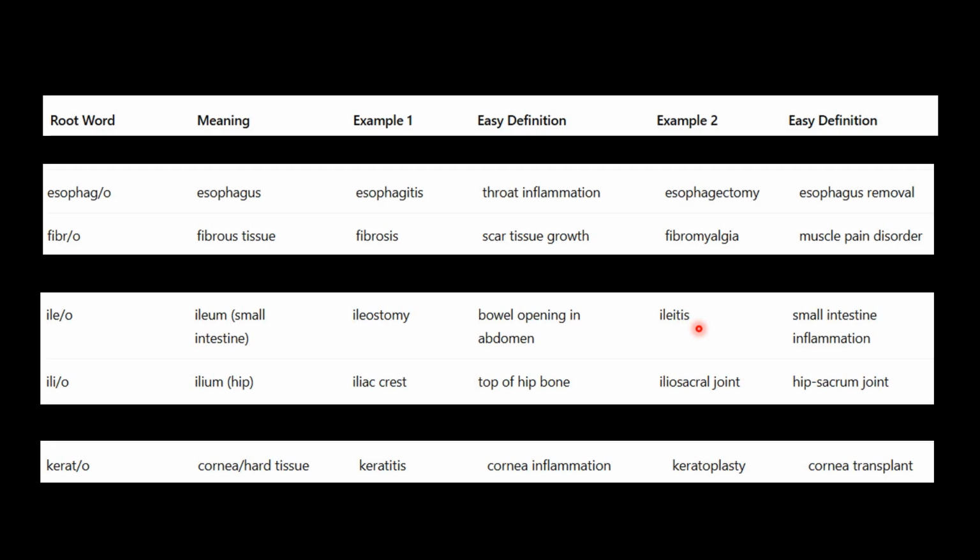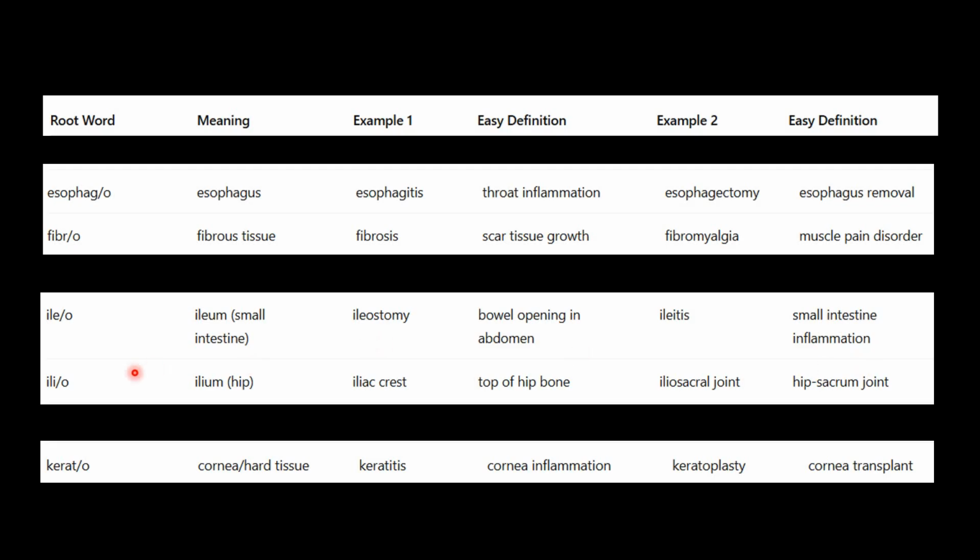Then we have ileitis. Ileitis means small intestine inflammation. So itis, I think it is the most commonly used suffix in our examples, because we have learned it for a very long time, what is the meaning of itis. So itis is nothing but denoting the inflammation. So ileitis means small intestine inflammation.